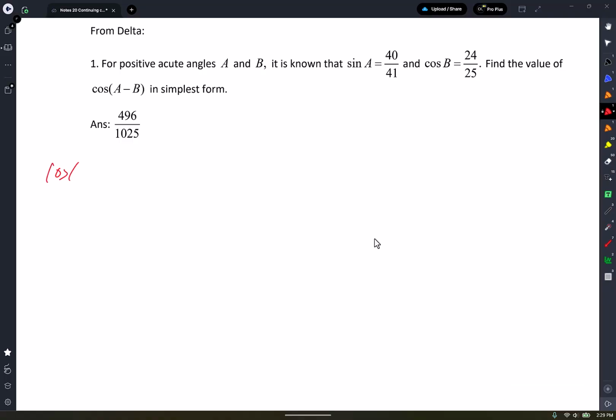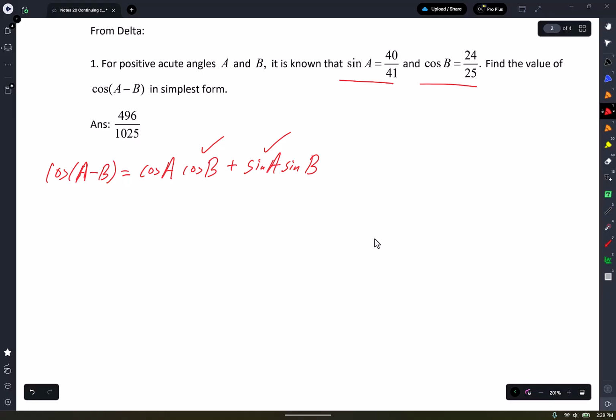So look, cosine A minus B. You guys already know this is just cosine A cosine B, and instead of a minus, I'm going to put a what? Plus sine A sine B. The secret to this, guys: I know what sine A is, so I'm going to put a check mark on sine A. And I know what cosine B is, so check mark on cosine B. I do not know cosine A, question mark, and sine B, question mark. I'm going to grab those.